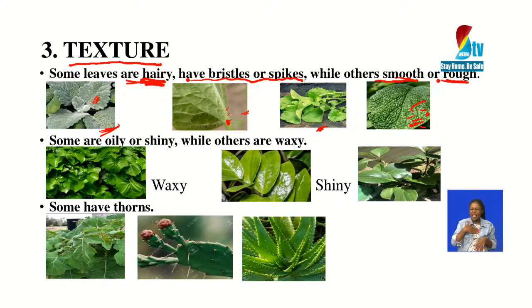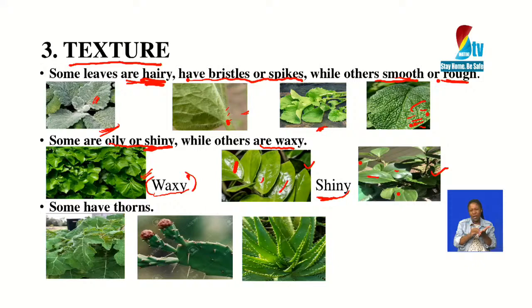So some of our leaves are oily or shiny, while others are waxy. For example, this first one is waxy. Our second one, when you see it, is shiny. This one and also this one are shiny. You see the shining here. So some, when you touch them, are oily. That is texture, my learner.